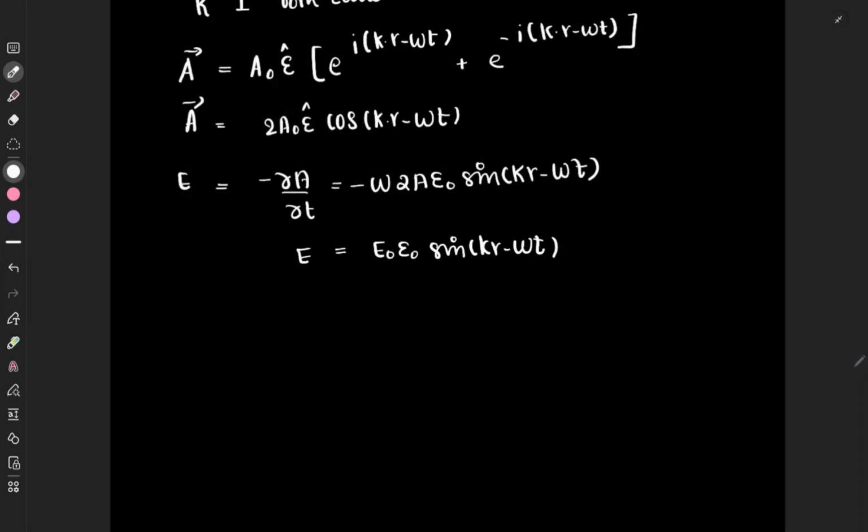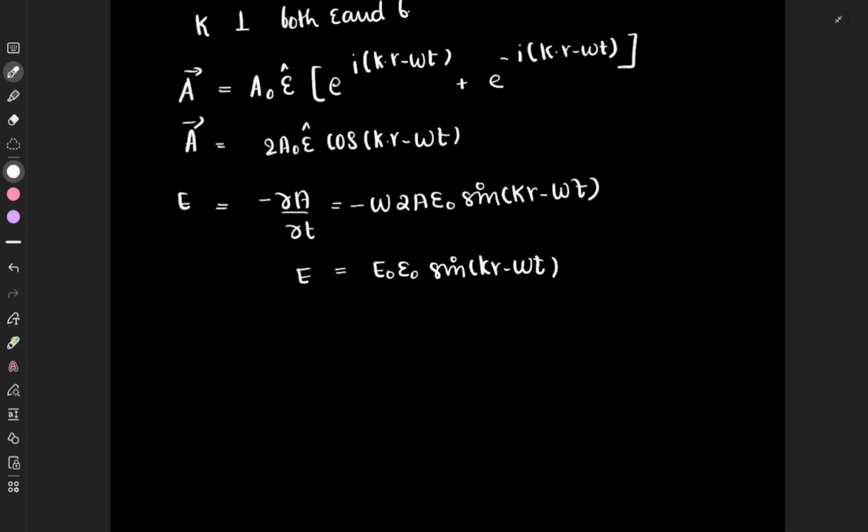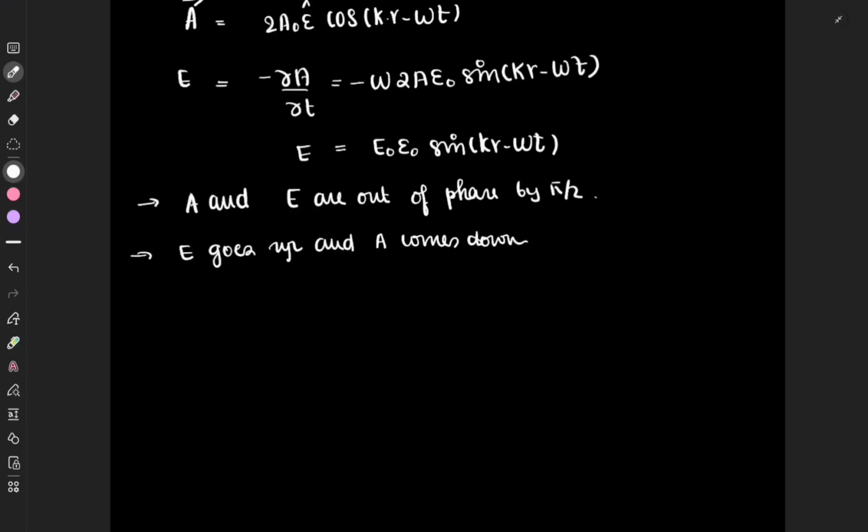So the vector potential is a function of cos theta, and the electric field is a function of sin theta. So we can say that A and E are out of phase with each other by pi by 2, and also that if E goes up, A comes down, and vice versa.